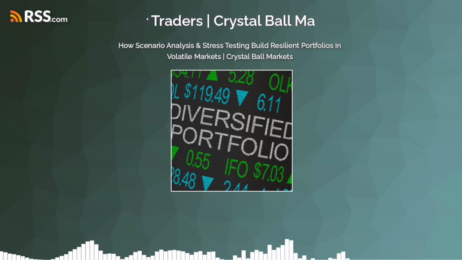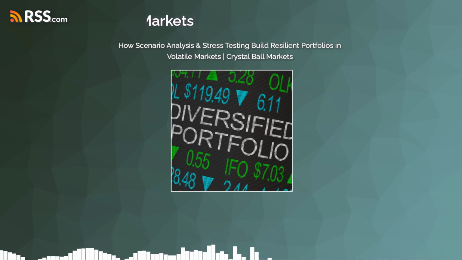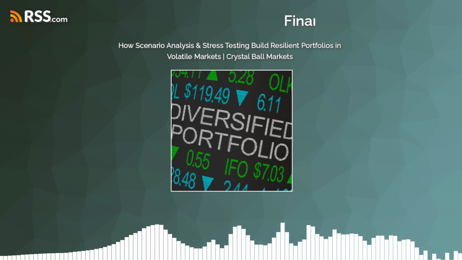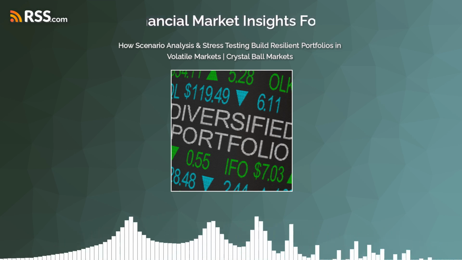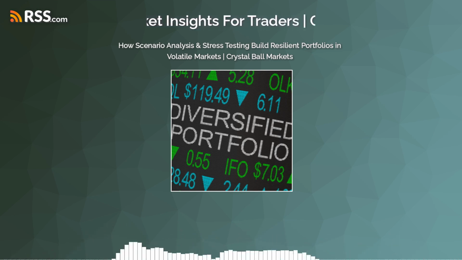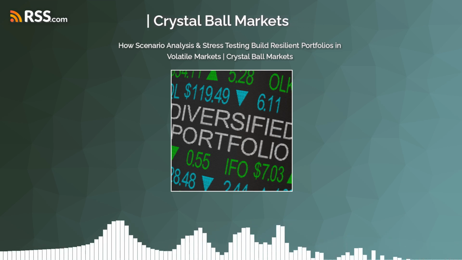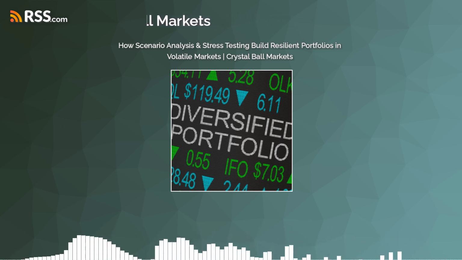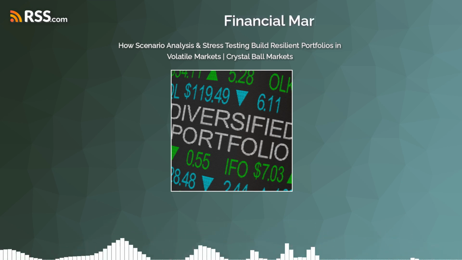Let's make it practical. Imagine you hold a tech-heavy portfolio filled with high-growth companies. If you run a scenario where valuations contract by 25%, you may find that your portfolio loses a third of its value. That's a red flag. On the other hand, if you hold a diversified portfolio with defensive stocks and some government bonds, your downside may look far more manageable.